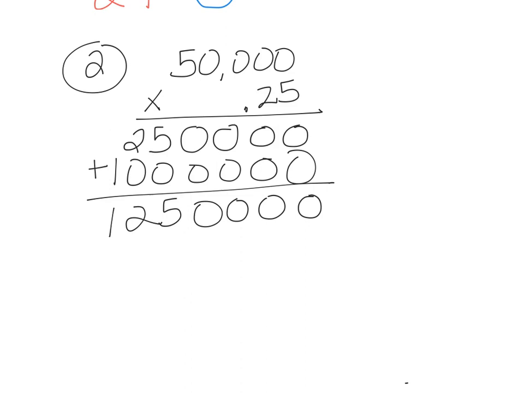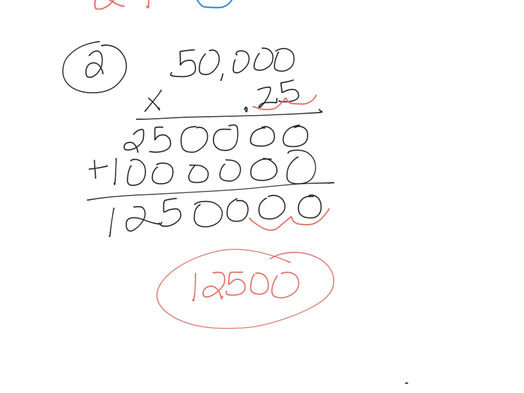Now we need to add our decimal. In our problem, it's once, twice. So here it's once, twice. And so our answer is 12,500. Not a decimal, it's a comma.